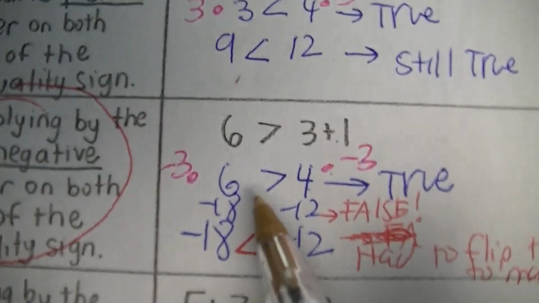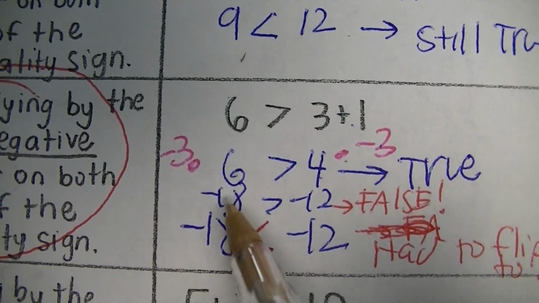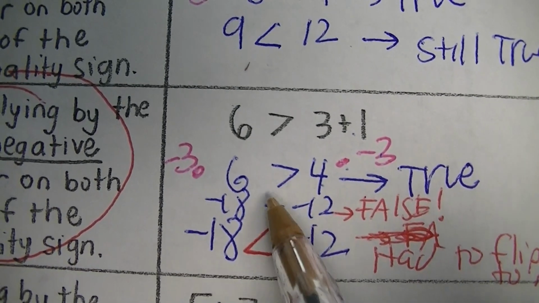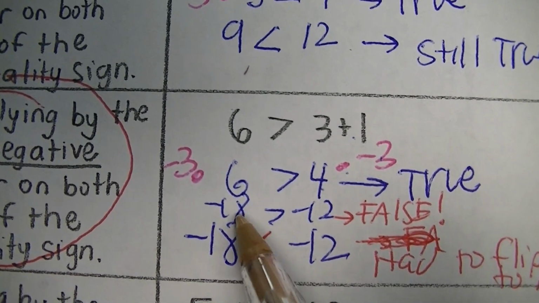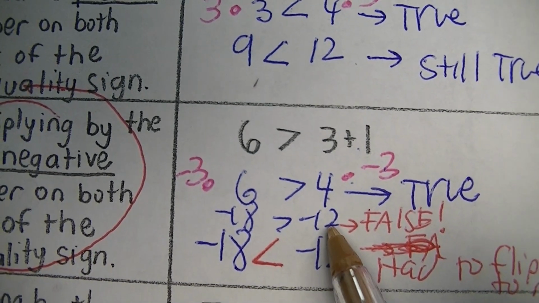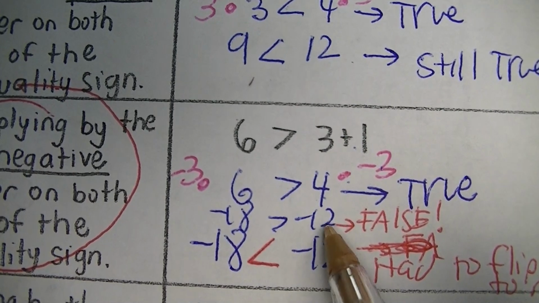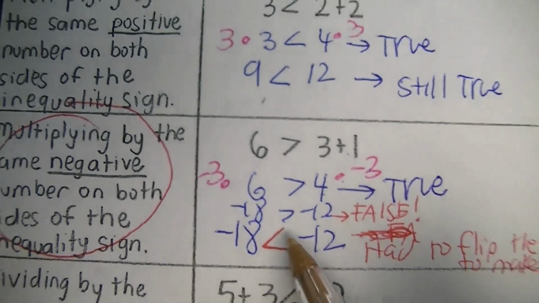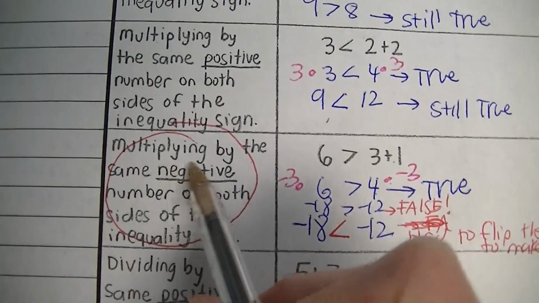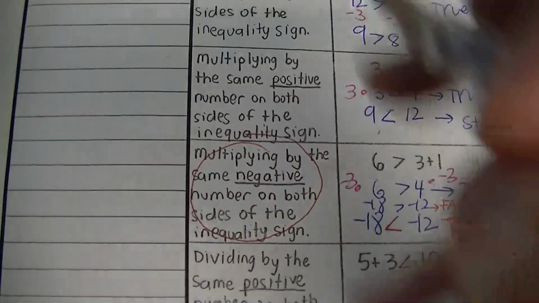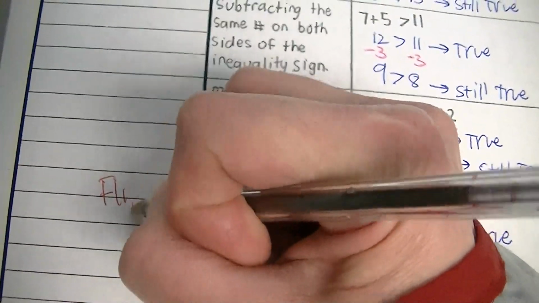Okay, so see how when we went negative 3 times 6 and got negative 18, and 4 times negative 3 and got negative 12, we were like, oh, let's keep the sign because that's what we normally do. But look, this is not true. Negative 18 is not bigger than negative 12 because negative 12 is further to the right on the number line. So therefore, we had to flip that sign to make this a true statement, okay? So whenever you multiply by the same negative number on both sides of an inequality sign, you better flip the sign at the end.